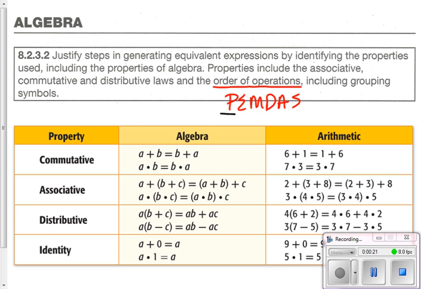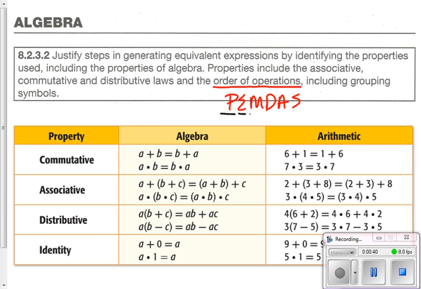First step, parentheses. Take care of all your parentheses. Solve what's inside your parentheses first. That also includes absolute values, brackets. Take care of that. Once you do that, rewrite your equation. Second step, take care of exponents. Once you get rid of all your exponents, you'd rewrite the equation again.